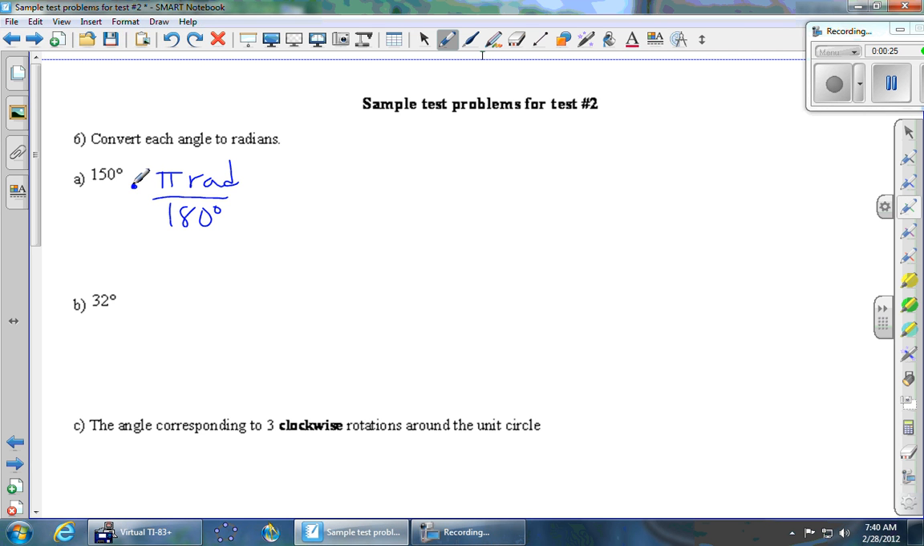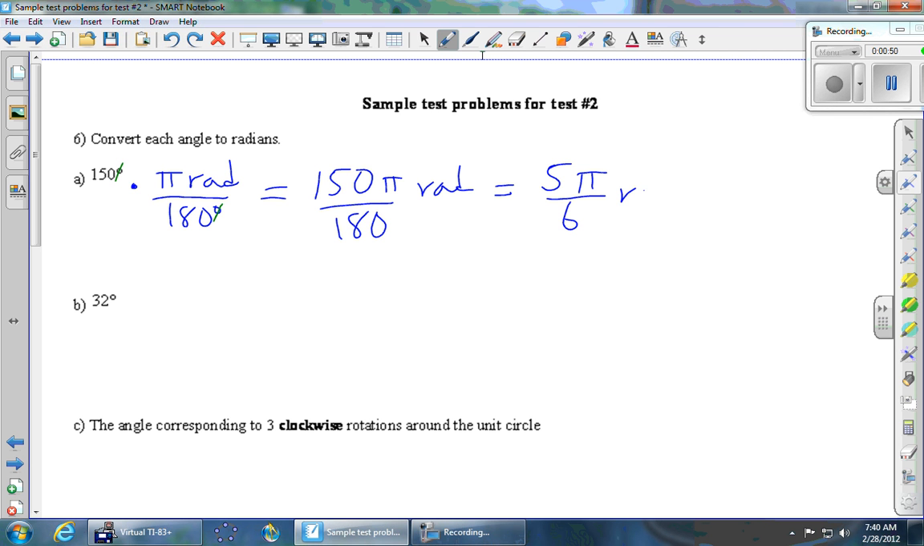So pi radians equals 180 degrees, so we've just multiplied by 1, which means we haven't changed anything. But we've done it in such a way so that the answer will be in radians as the degrees cancel. So this equals 150 pi over 180. You don't really need to write RAD, but I will. We'll reduce this thing, and let's see. So 15 over 18, 5 sixths, 5 pi over 6 is our answer.